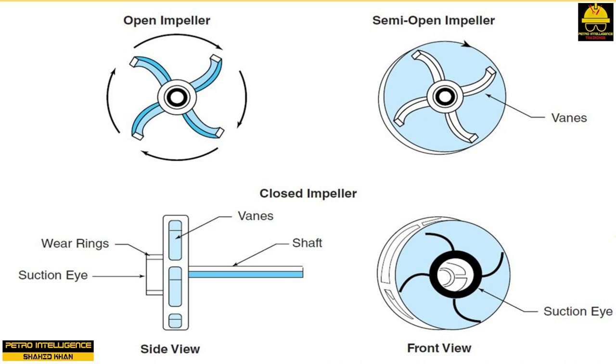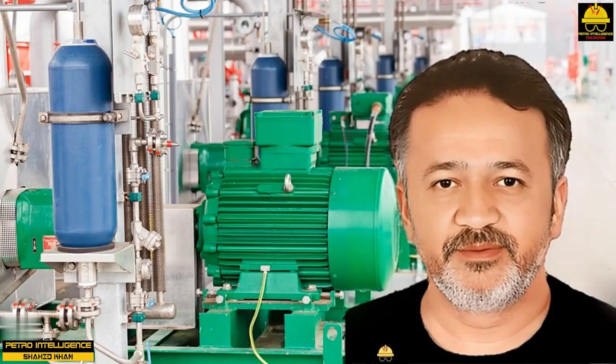On the semi-open impeller, the vanes are horizontally attached to a plate for structural support. On the closed impeller, the vanes are sandwiched between two plates or shrouds. This is the strongest and most efficient design, but it is designed for use with clear liquids only. It is the most common type of impeller in industry.